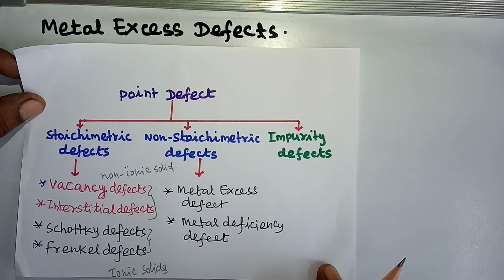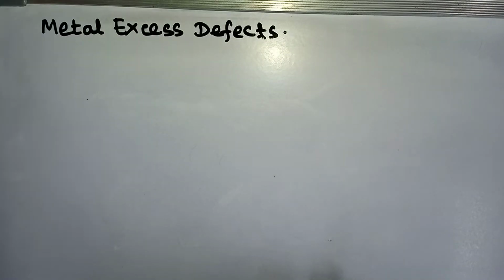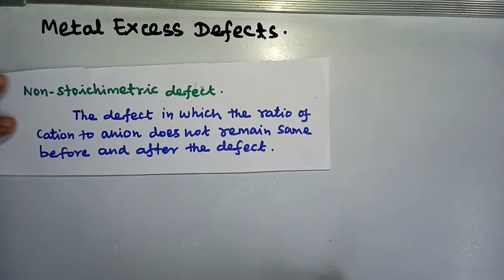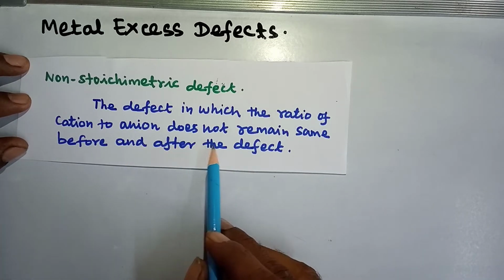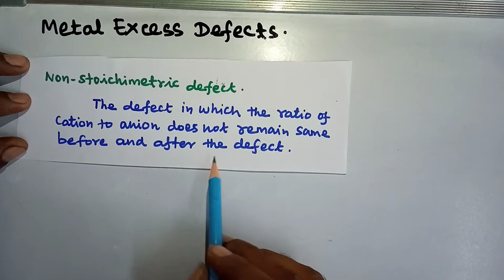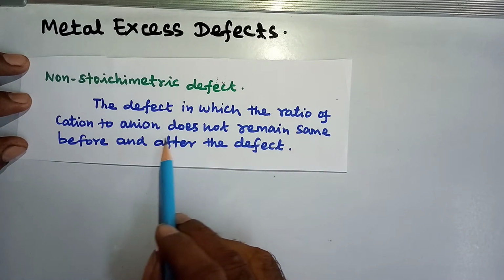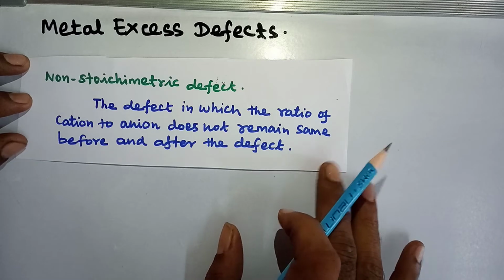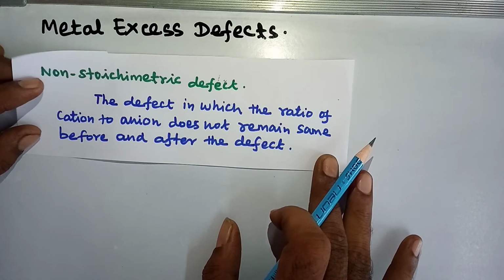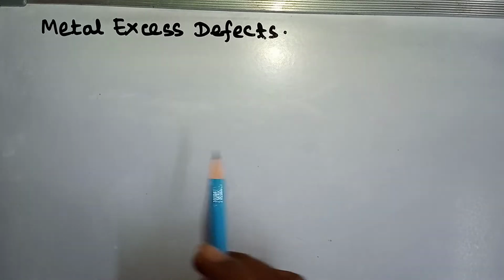First of all, let us understand what a non-stoichiometric defect is. The defect in which the ratio of the cation to anion does not remain the same before and after the defect is called a non-stoichiometric defect. Today we are going to discuss metal excess defect.